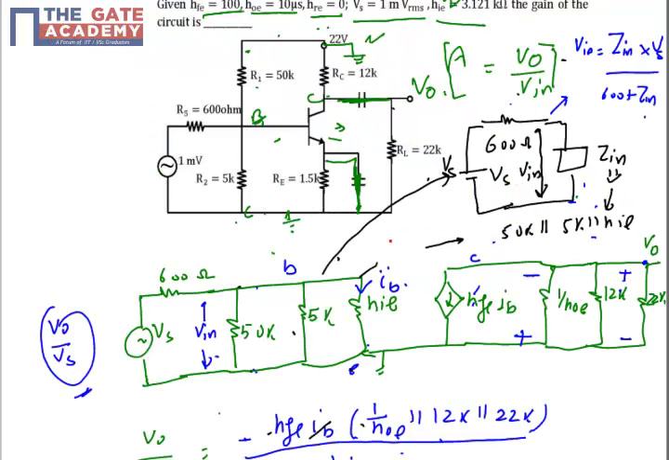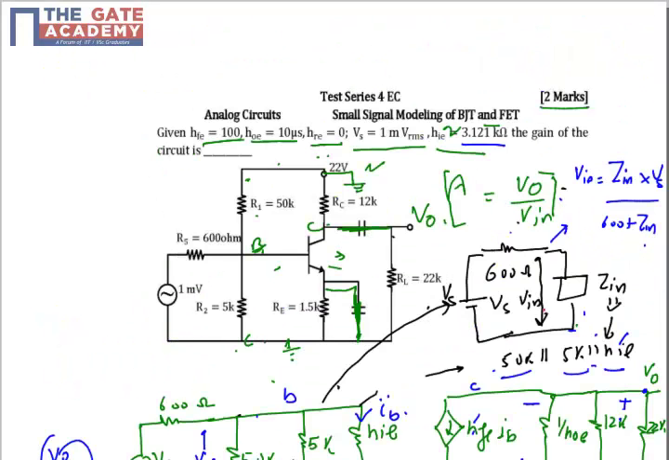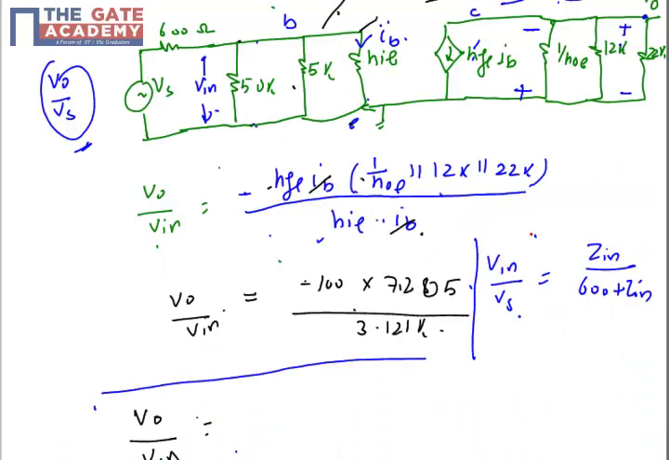Where Zin is the parallel combination of these three resistors, 50k, 5k and HI. And please remember, HI is not an unknown, it is known, it is given in the problem, which is 3.121 kilo ohm. So it's a matter of calculation. We can easily calculate this value, and it is approximately 530 ohm.